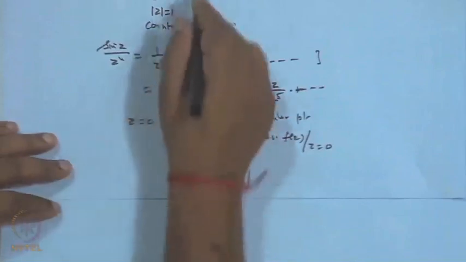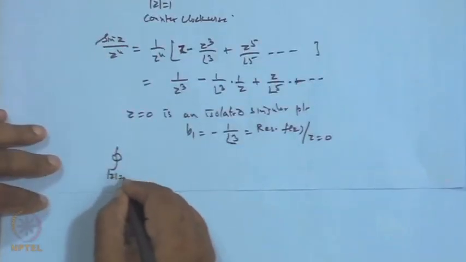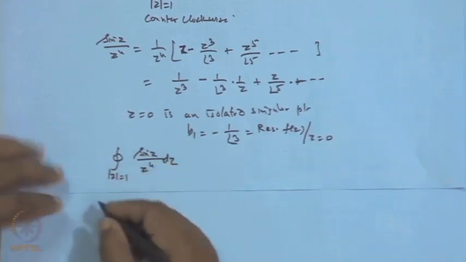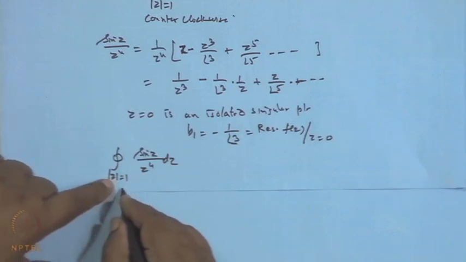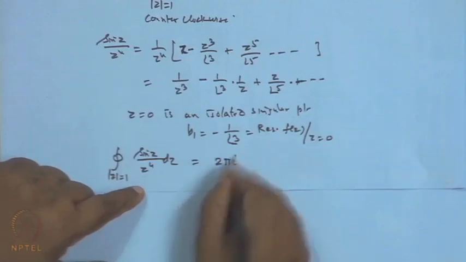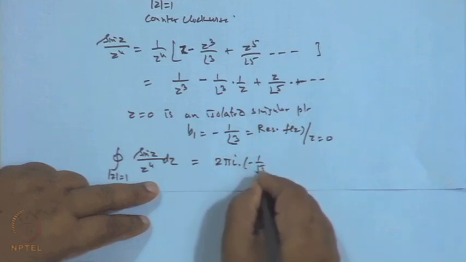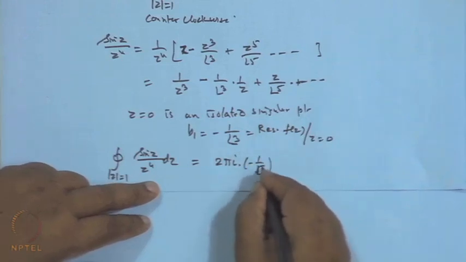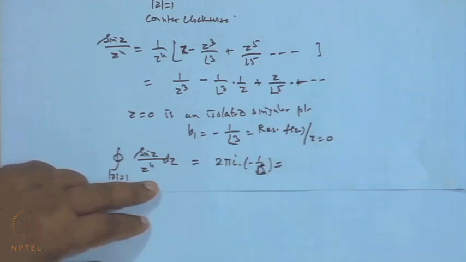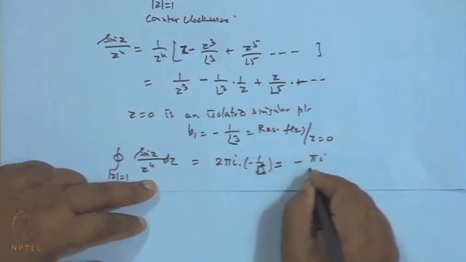So, if you are interested in this value, then we can get the integral of this function sin z over z to the power 4 dz along a curve mod z equal to 1, which encloses z equal to 0 as an isolated singular point, is nothing but, by the theorem, 2 pi i times B 1, which is minus 1 by factorial 3, and that comes out to be minus pi i by 3.